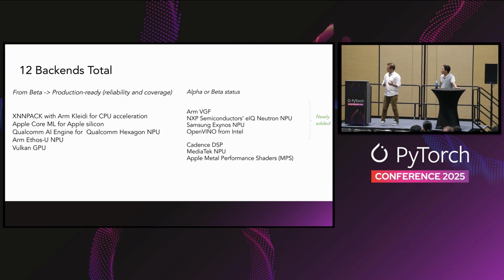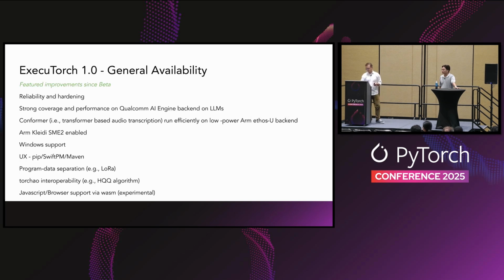There are a number of other backends that we have added over the past 6 months to a year: ARM VGF, NXP for Neutron NPUs, Samsung Exynos for Exynos and NPUs, OpenVINO from Intel has been added, and Cadence DSP, MediaTek NPU, Apple MPS. We'll continue to harden these delegates and make sure that they are serving millions of users as well.